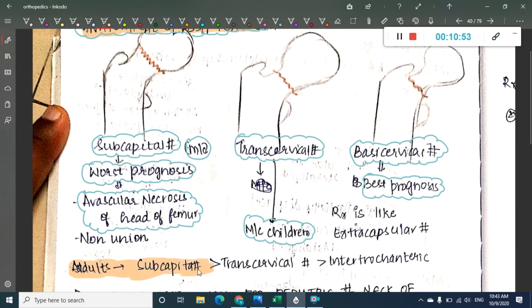Right, now let us see what is the most common type of fracture in adults. Subcapital fracture is the most common fracture, followed by transcervical fracture, followed by intertrochanteric fracture.